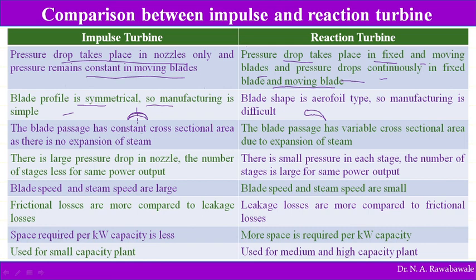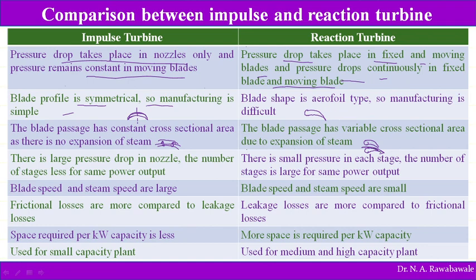The blade passage has constant cross-sectional area as there is no expansion of steam. In case of impulse turbine, the passage between two blades is constant, so cross-sectional area is going to be constant as there is no pressure drop. But in case of reaction turbine, the passage area is going to get reduced between two blades, so cross-sectional area is going to reduce, therefore the steam velocity is going to increase. So this is the difference. Velocity increases and pressure drops. So in case of fixed blades, the cross-sectional area gets reduced.